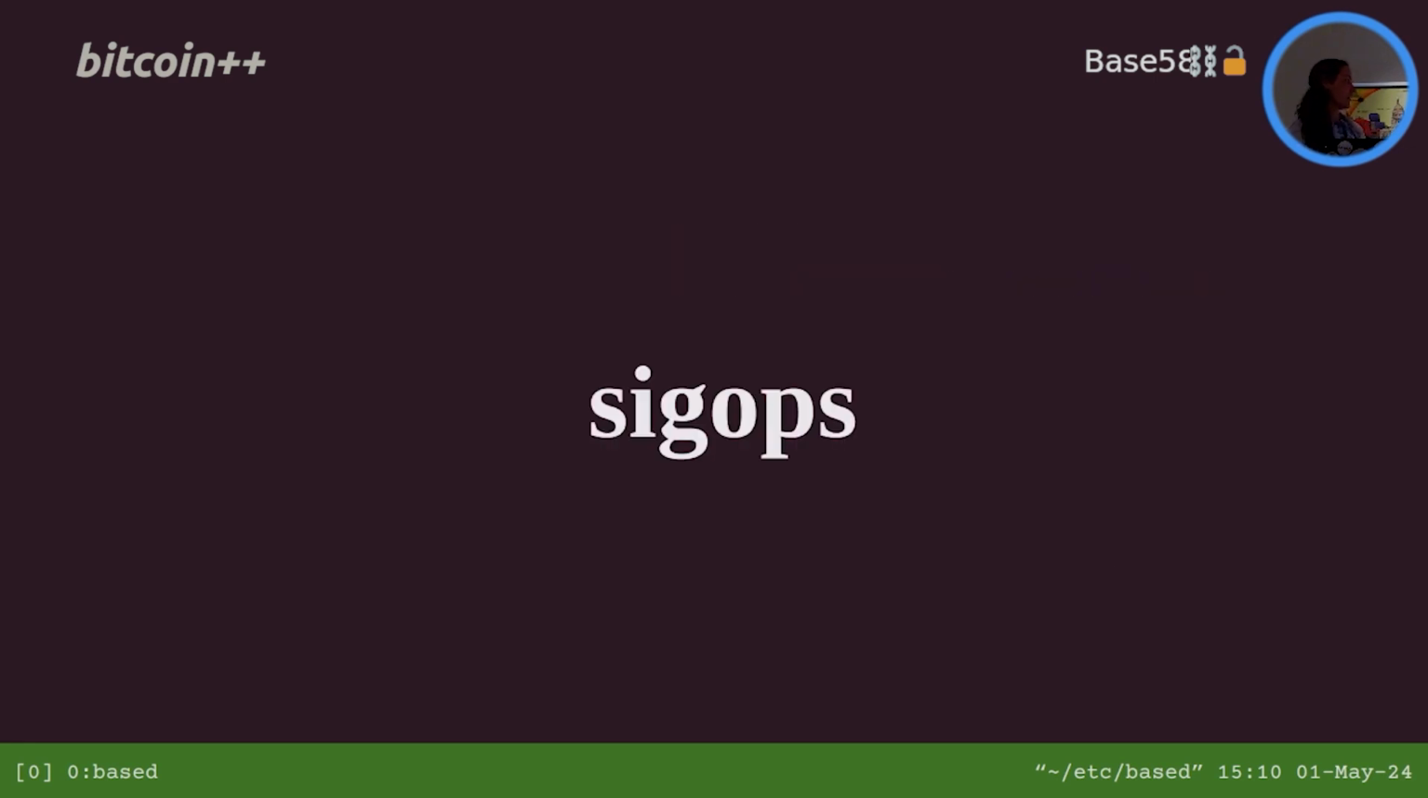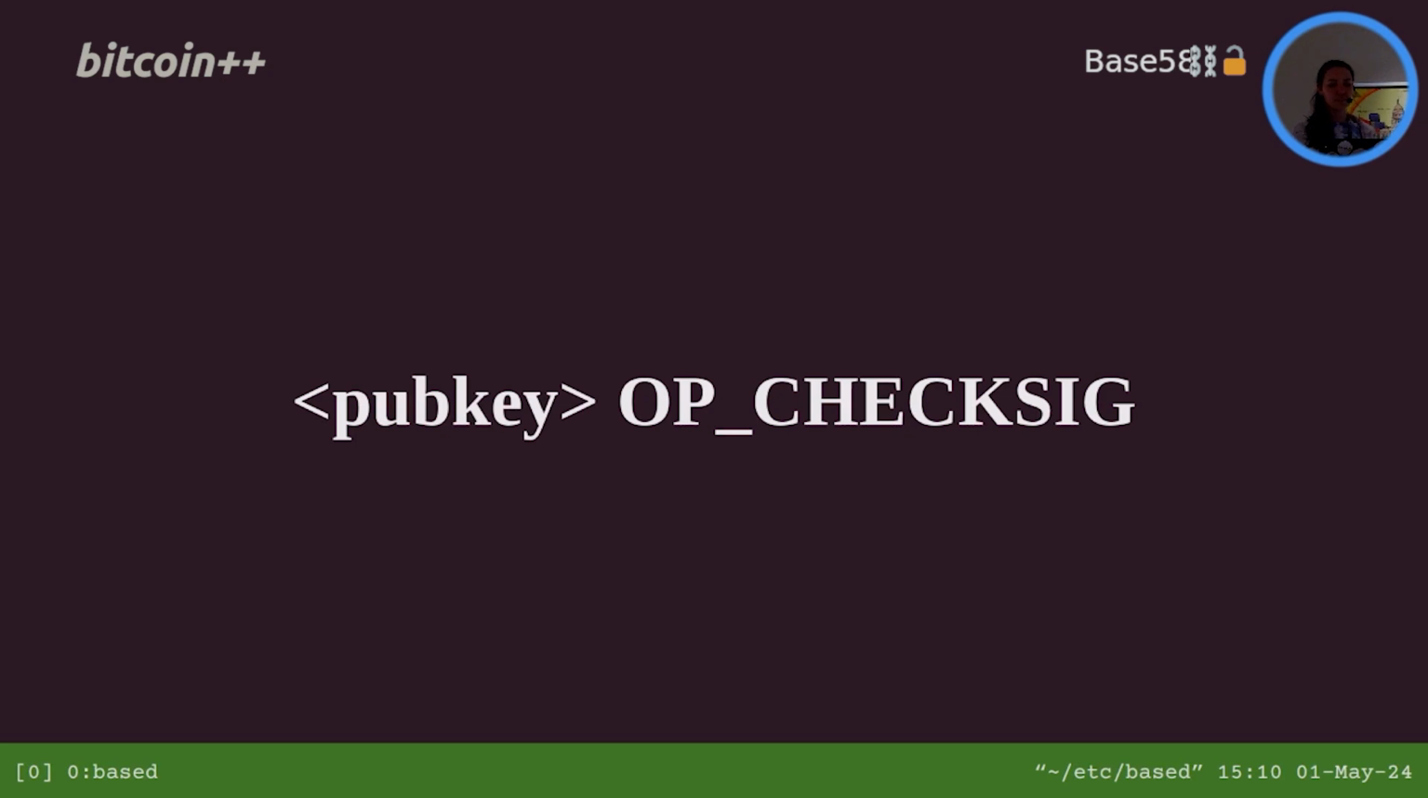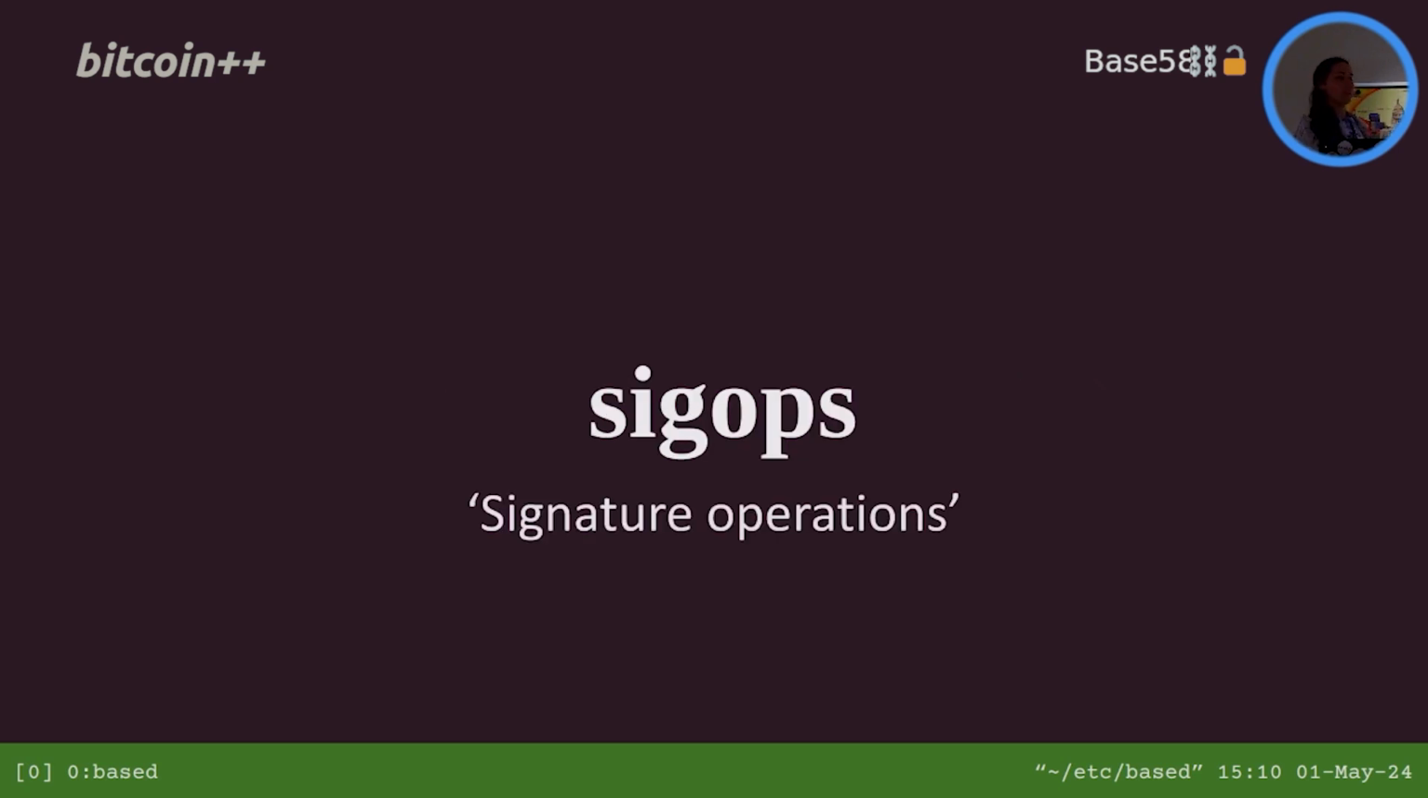Cool. But let's talk about sigops. So what is sigops short for? It stands for signature operations. What does a signature operation look like? This is the most basic kind of signature operation you can do, which is you have a pub key and you call op check sig in it, right? So any kind of op code in a Bitcoin script that is invoking a signature operation is called a signature operation. Hopefully that makes sense.